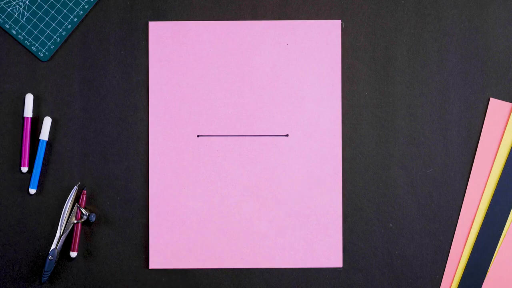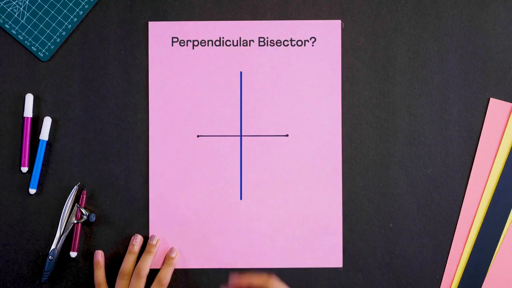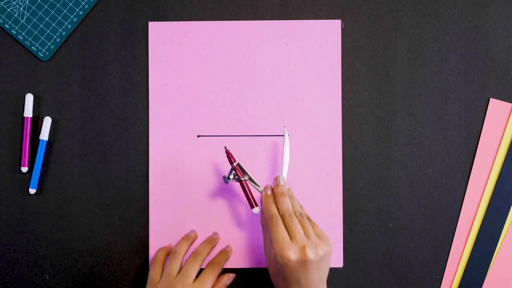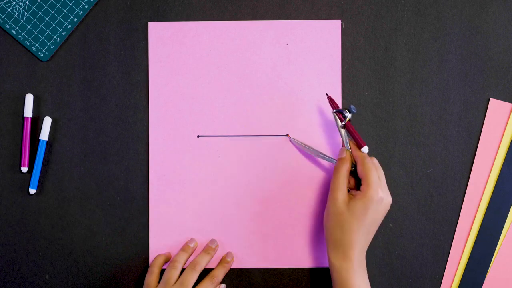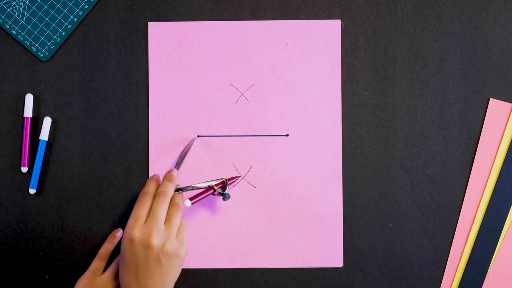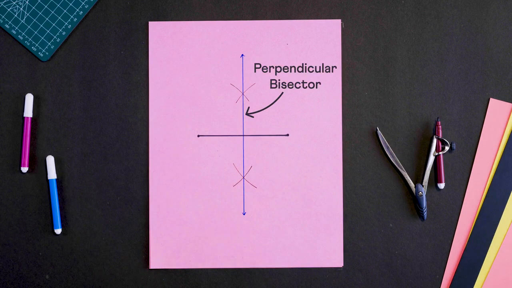Here's a line segment. How can we draw its perpendicular bisector? It is a line that divides this segment in half at right angles. Let's use our tools. Using a radius greater than half the line's length, draw arcs from each end. Repeat on the opposite side, and that's the perpendicular bisector.